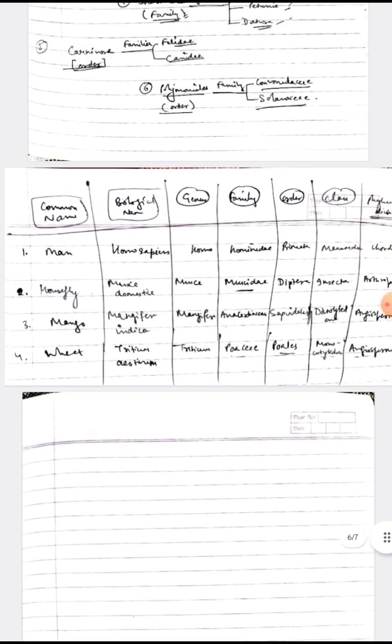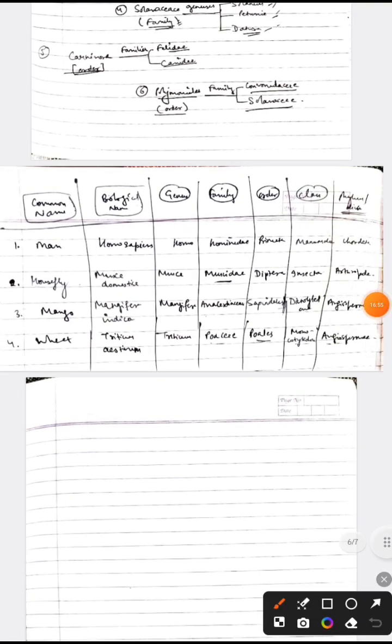Now the next one is the table which is present in the NCERT book itself. According to this table, the common name is man. The biological name of man is Homo sapiens. Genus name is Homo and family is Hominidae. Order is Primata, class is Mammalia and phylum is Chordata. Second one is the housefly. Housefly biological name Musca domestica. Genus name is Musca. Family is Muscidae. Order is Diptera, class is Insecta and phylum is Arthropoda.